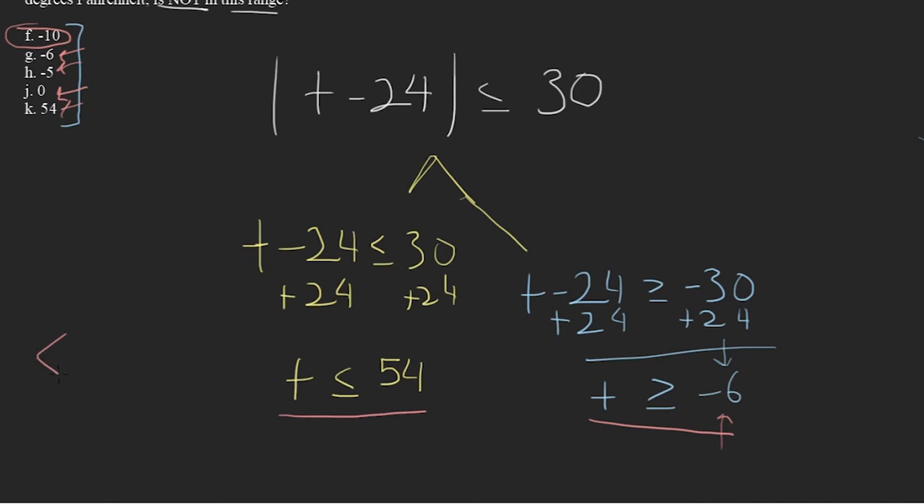Just as a helpful visualization, I'll write over here. So we could have it be 54. It could be negative 6. It could be any value inside here. Negative 10 is right out here. So that's why our answer is F.